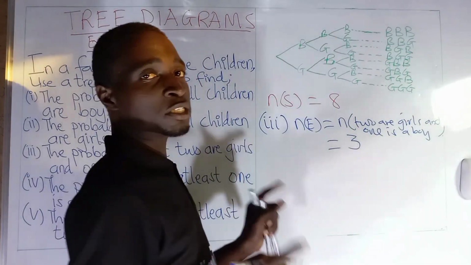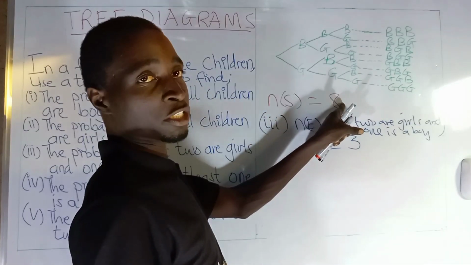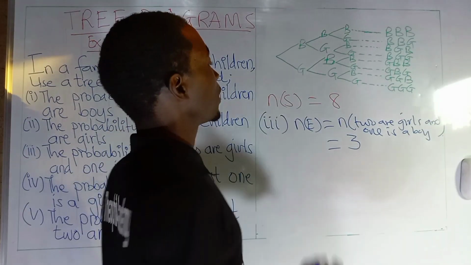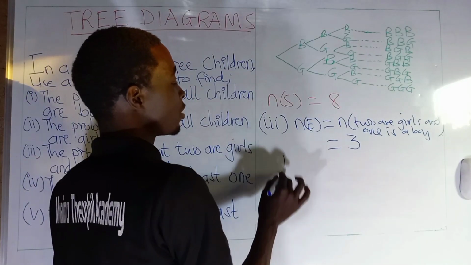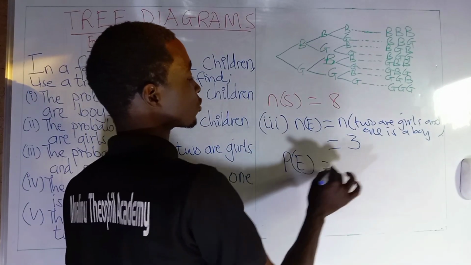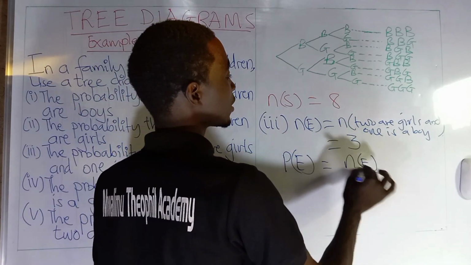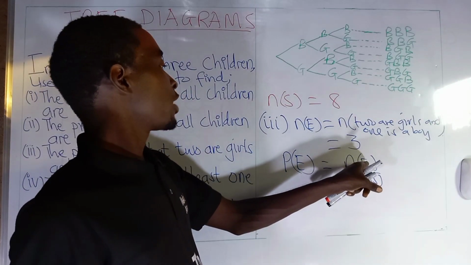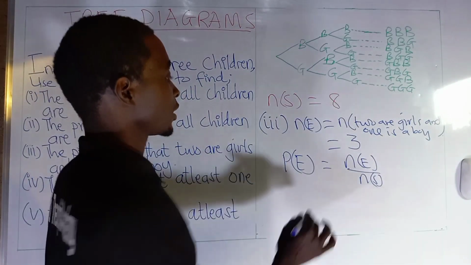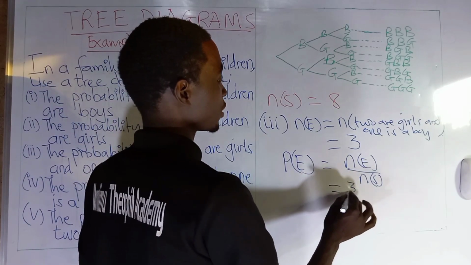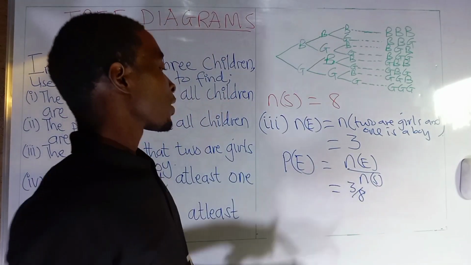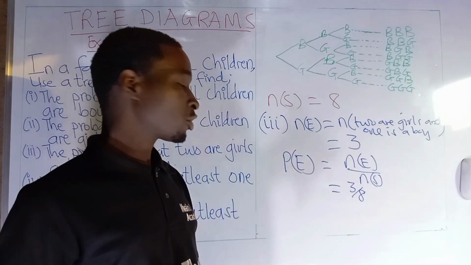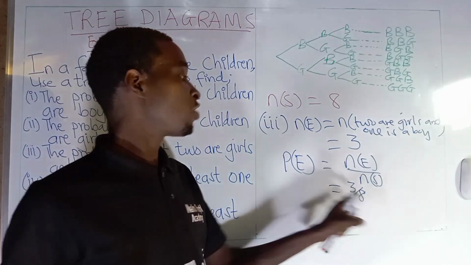What about the number of sample space? As usual, the number of sample space is equal to 8. Now, the probability of an event is equal to the number of events over the number of sample space. Now, how many events do we have? 3. Number of sample space 8. So it will be equal to 3 over 8. Now, the probability of getting 2 girls and 1 boy is equal to 3 over 8.